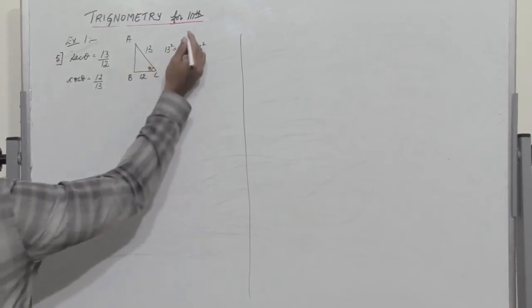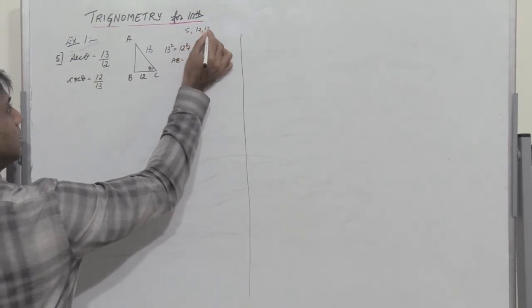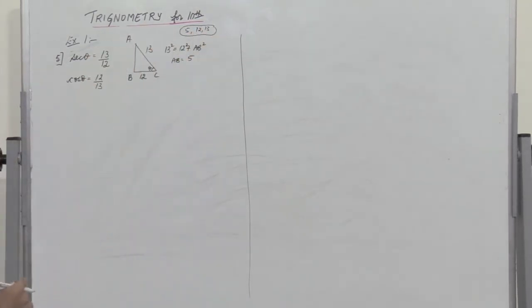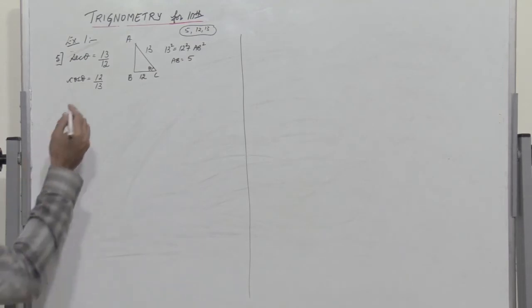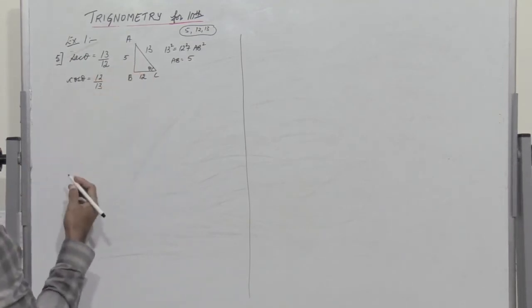Right? So you don't have to calculate. 5, 12 and 13 is a Pythagorean triplet. So now AB is 5. So I need to find all the ratios. So what are the ratios?